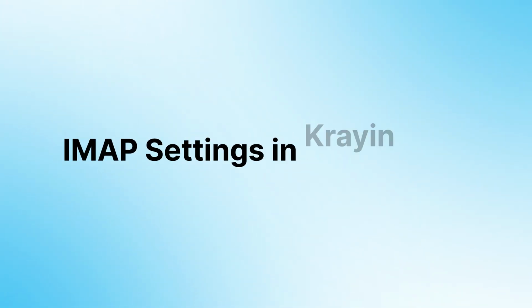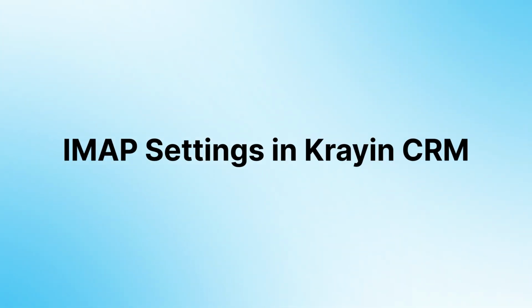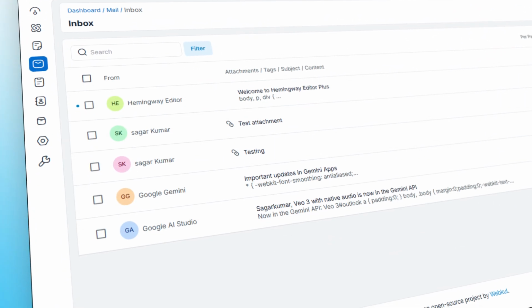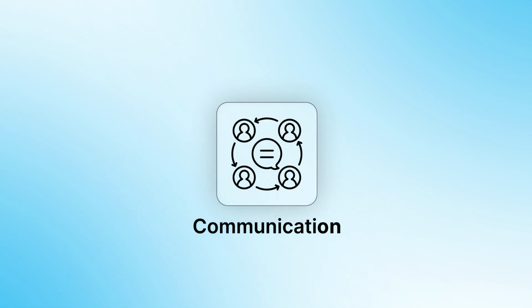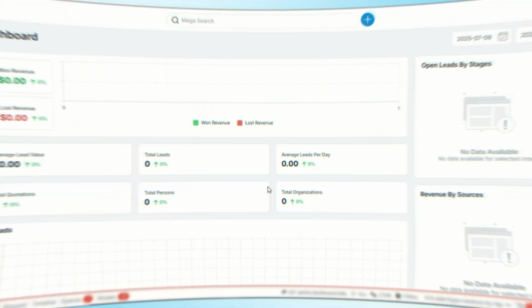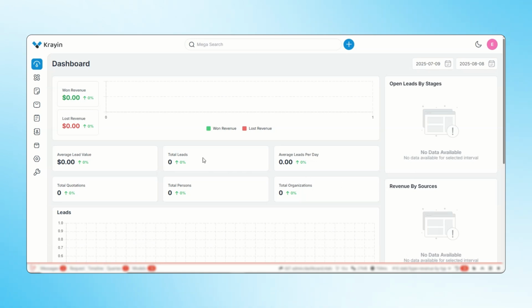In this video, we will explain the IMAP settings in Krayin CRM. It helps you fetch incoming emails into your dashboard, improving communication and enhancing team visibility.